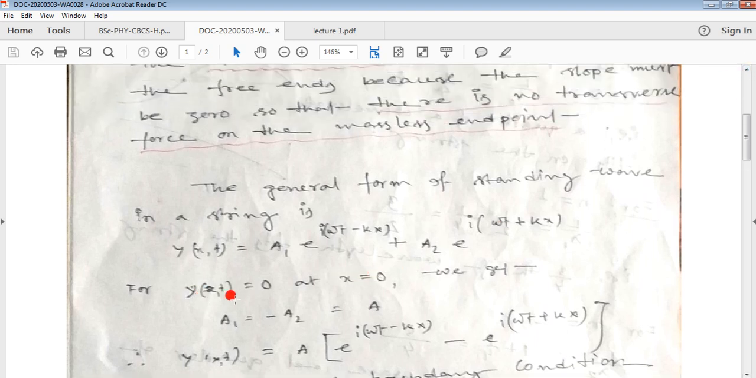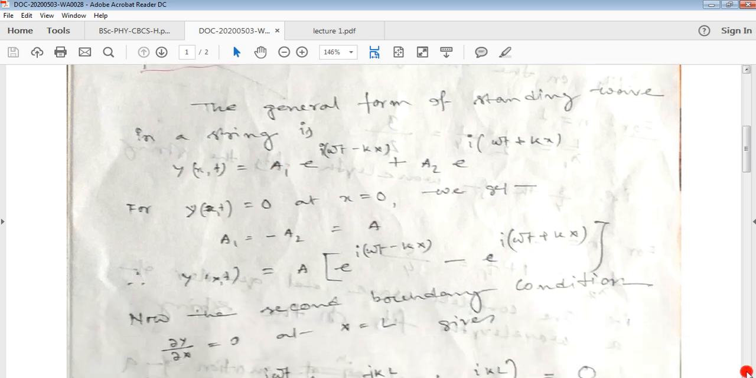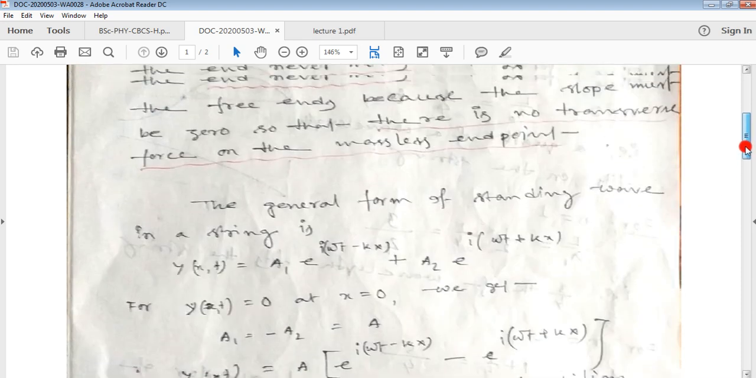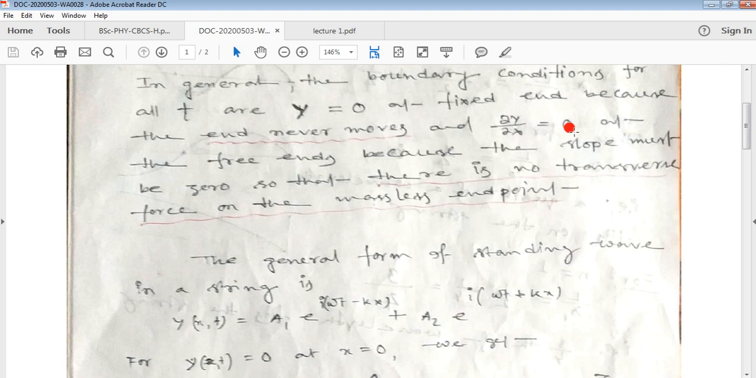equal to 0, y equal to 0. Using this boundary condition in this expression for standing wave, we have A1 equal to minus A2 equal to A. So using this result, we will get y(x,t) equal to A[e to the power i(omega t minus kx) minus e to the power i(omega t plus kx)]. Now we will use the second boundary condition, that is del y del x equal to 0.